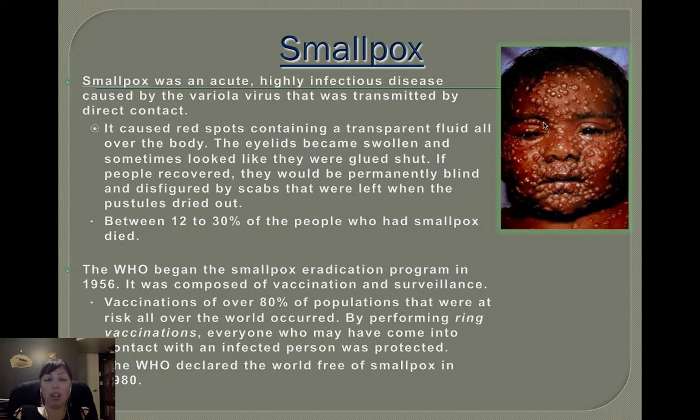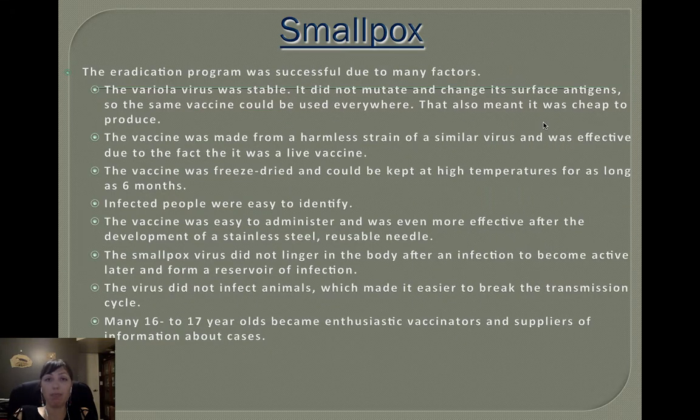smallpox died. So the WHO began the smallpox eradication program in 1956. It was composed of vaccination and surveillance. So vaccinations of over 80% of populations that were at risk occurred. And by performing ring vaccinations, everyone who may have come into contact with an infected person became protected. And in 1980, the WHO declared the world free of smallpox.